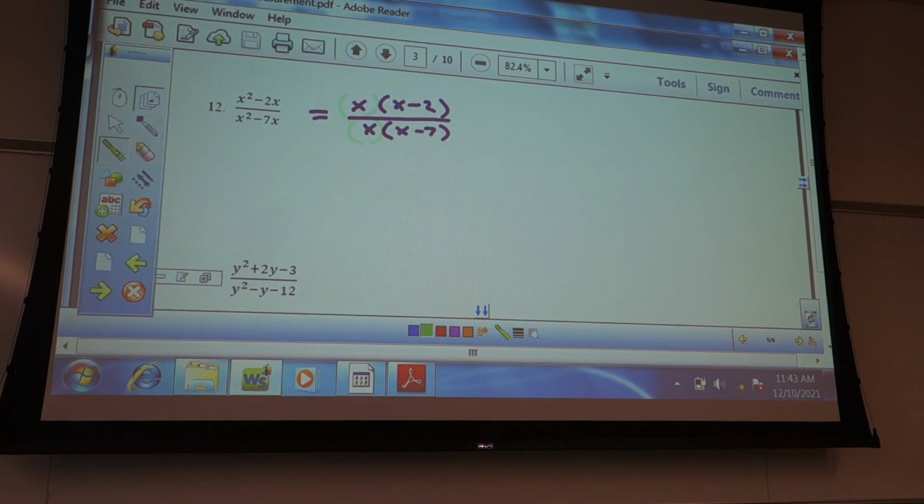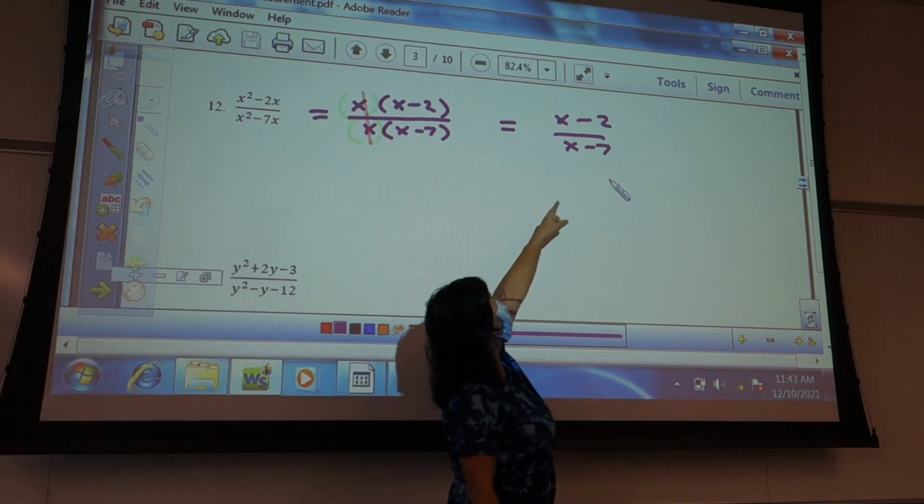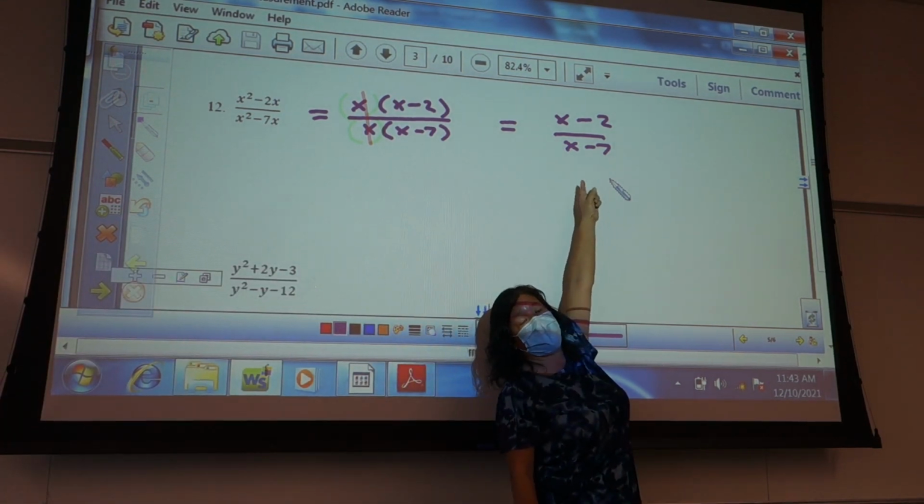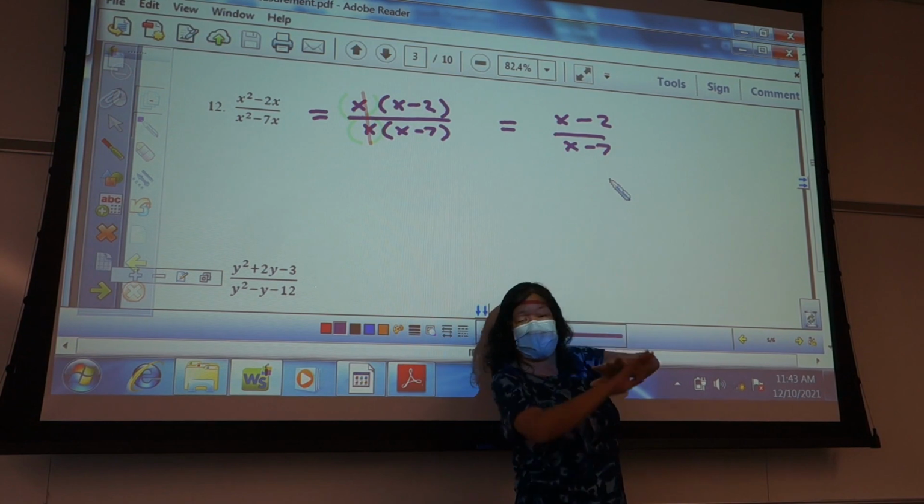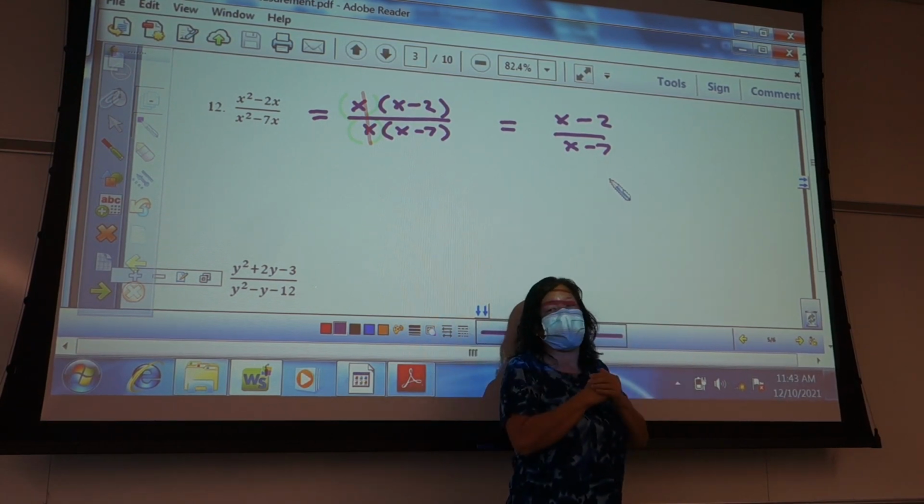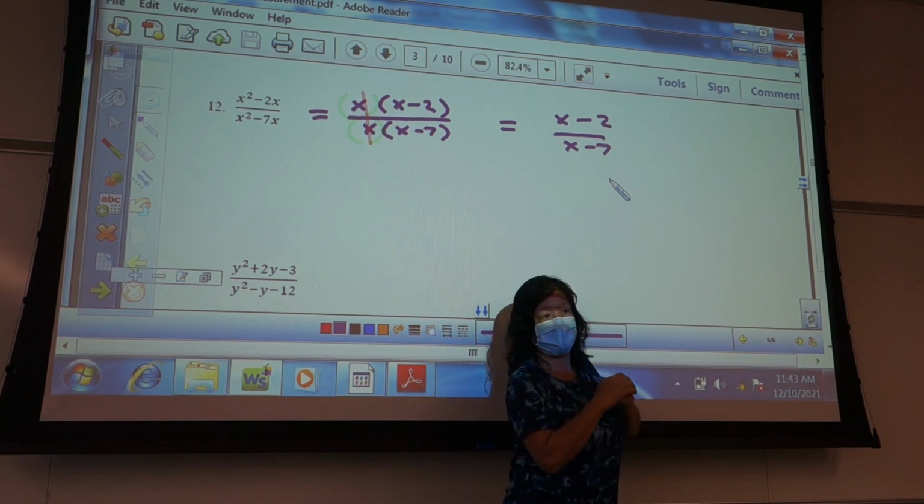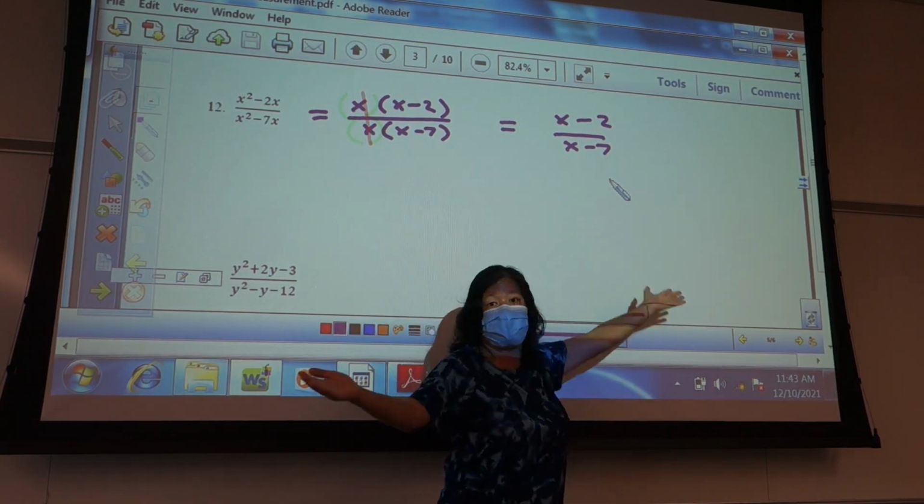You can cancel the x's? Yeah, I can cancel out the x's. These are not the same, I cannot cancel them. So I'm left with x minus 2 over x minus 7. You cannot cancel out these x's because they're being added or subtracted with something. Unless they're all being multiplied, you can't cancel anything out from top and bottom. So just leave it right there. That's it. You can't do anything else.